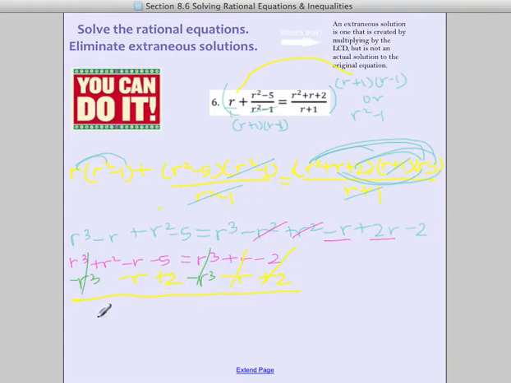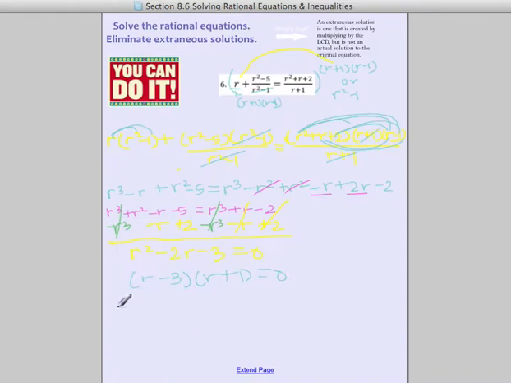So my right-hand side is gone to 0. So I have r squared, negative r minus r is minus 2r, negative 5 plus 2 is minus 3, is equal to 0. Now I'm going to factor: what multiplies to negative 3 but adds to 2? Negative 3 and 1.